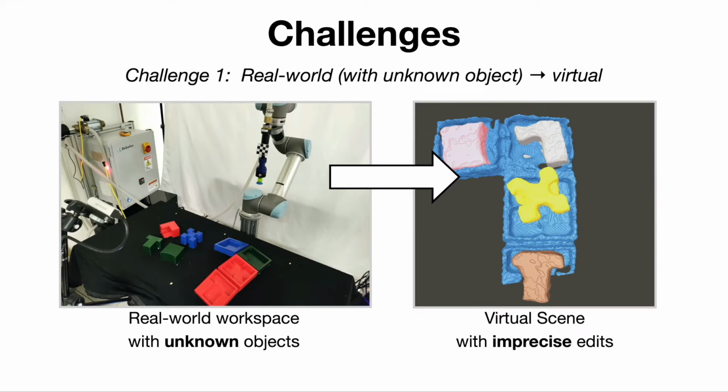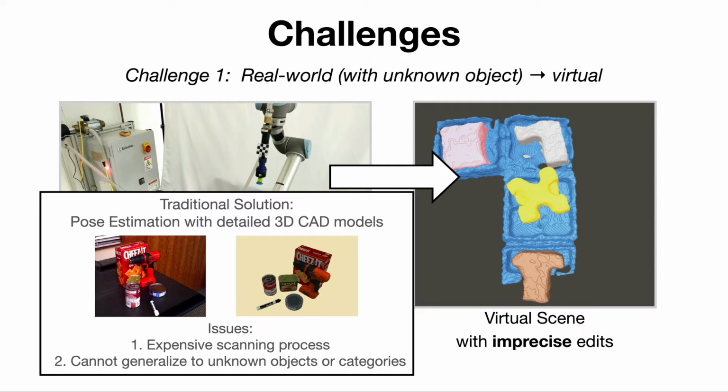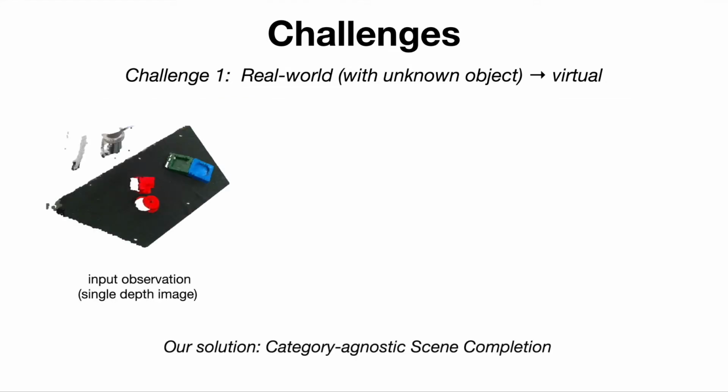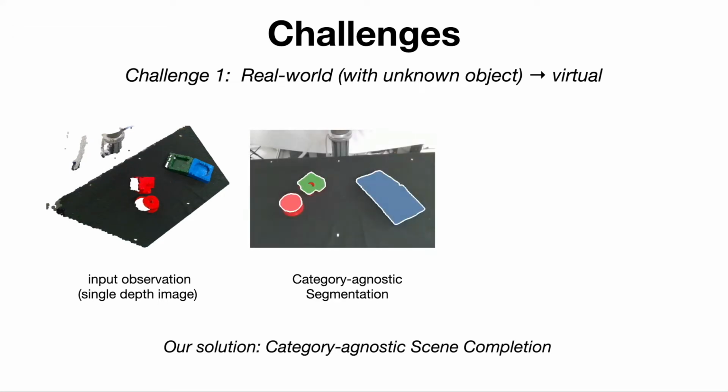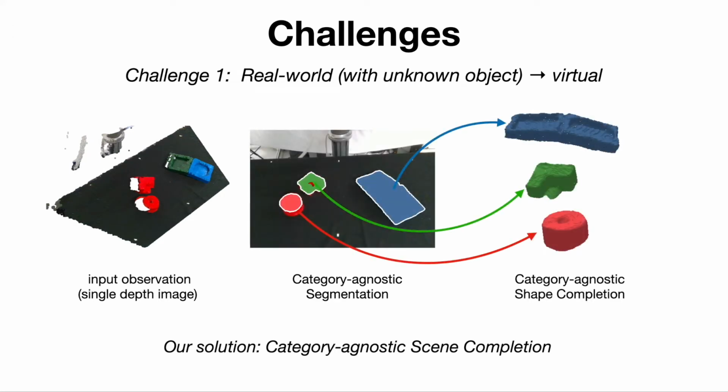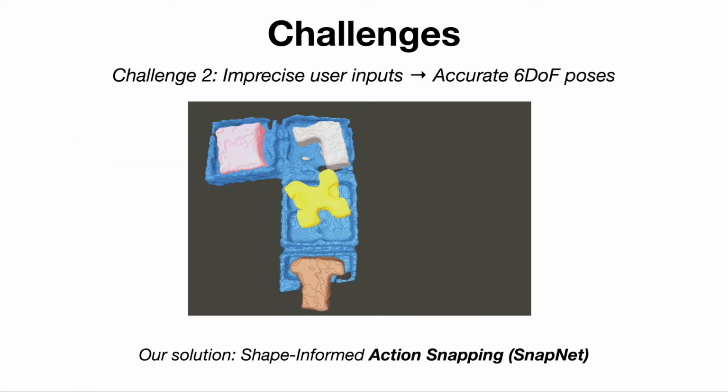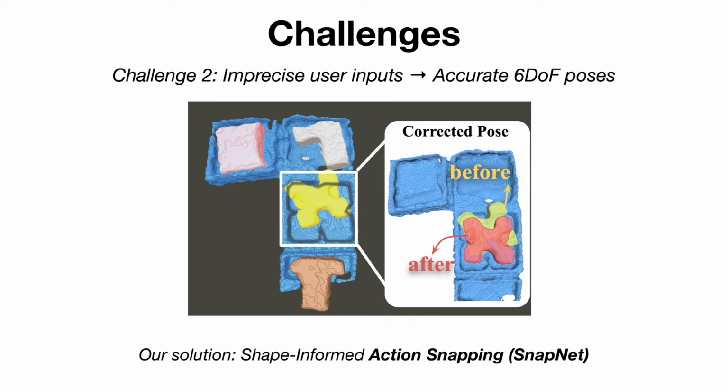In building the system, our first challenge is to translate the real-world workspace filled with novel objects into an editable virtual scene. As traditional pose estimation algorithms cannot generalize to unknown objects or categories, to tackle this challenge, we introduce a category-agnostic scene completion algorithm that segments and completes the real-world objects into a virtual editable scene representation. Our second challenge is to translate imprecise user edits to real-world robot actions which require accurate 6-DoF poses for successful kitting. We propose a shape-informed action snapping algorithm, which we refer to as SnapNet, that automatically corrects user imprecise inputs.